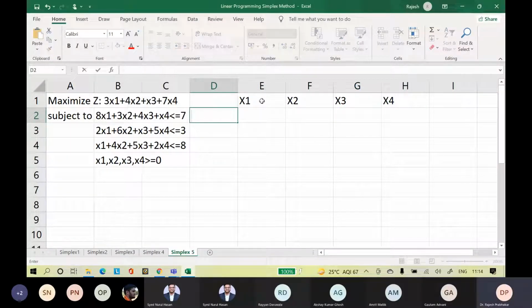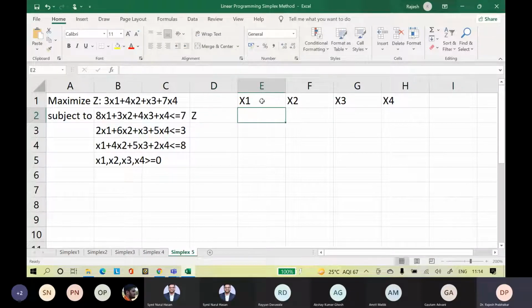Profit, that is that only, not profit. That is equal to 3, 4, 1, 7. Right.